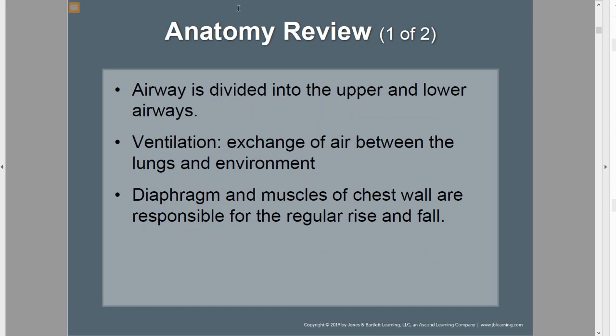All right, so we're going to review the anatomy and the physiology of the airway briefly. The respiratory system consists of the structures in the body that make us breathe, right? The airway is divided into the upper and lower airways. Okay.